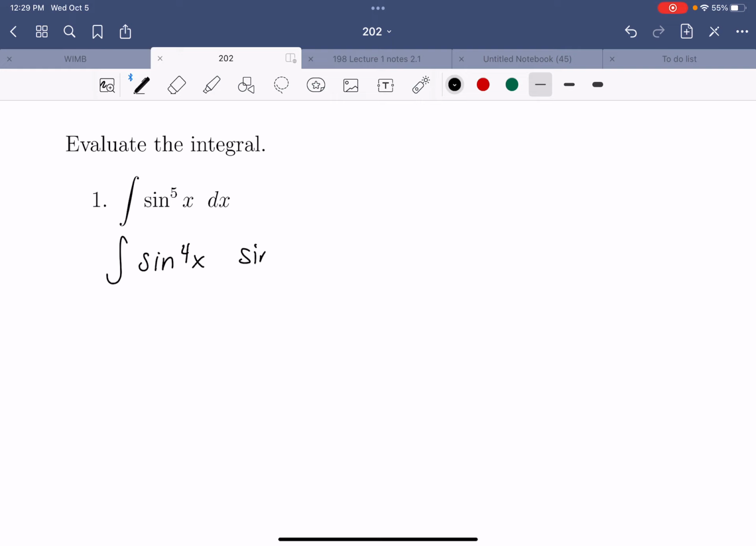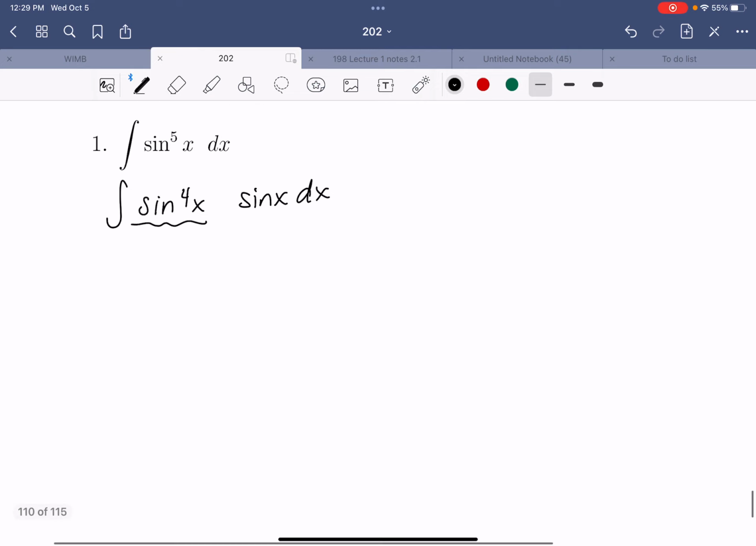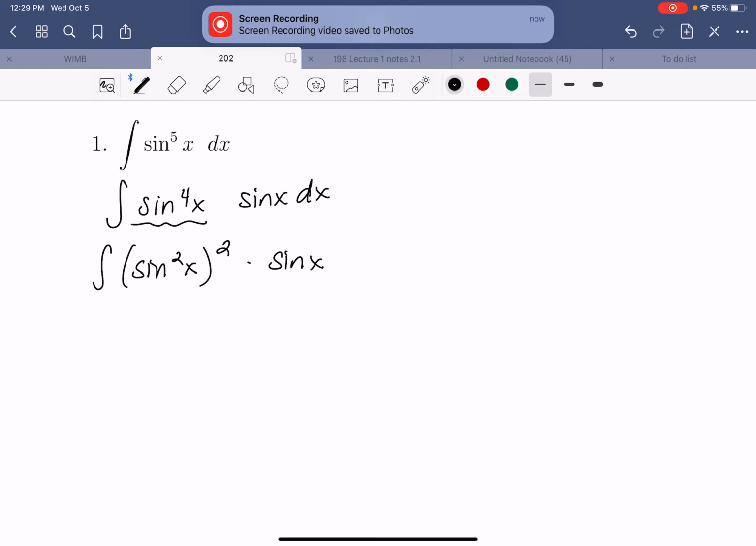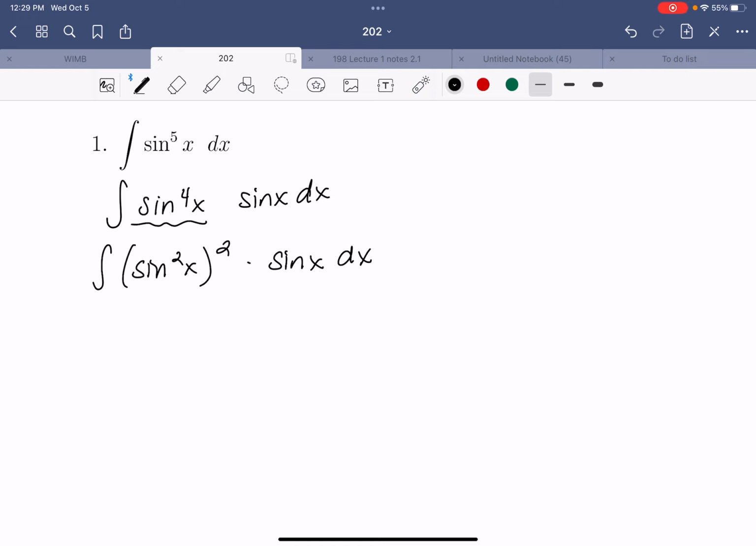So I'm going to separate one out to match up with my dx. And then I'm going to convert the rest of them to the opposite trig function. So I'm going to make that into cosines. So that is sine squared, which gives me the fourth power. And I'm going to convert the sine squared using my identity. We know that sine squared x is 1 minus cosine squared x. It comes from sine squared plus cosine squared equals 1. So I can replace that.